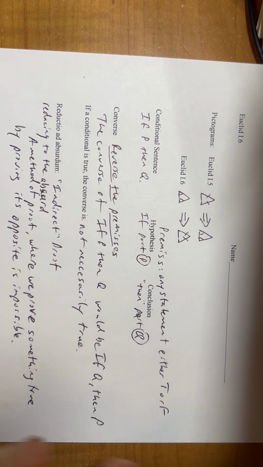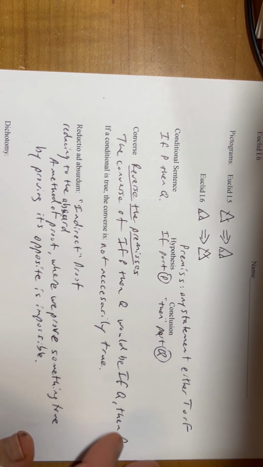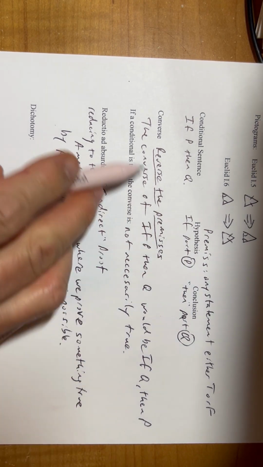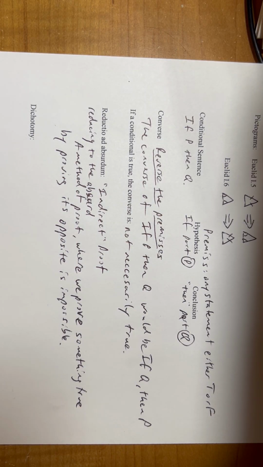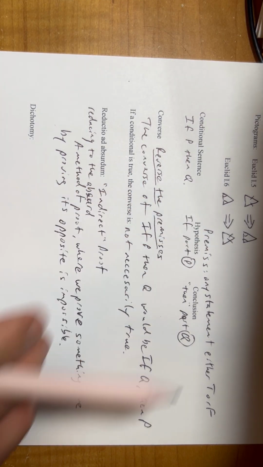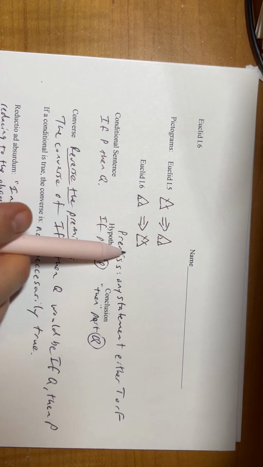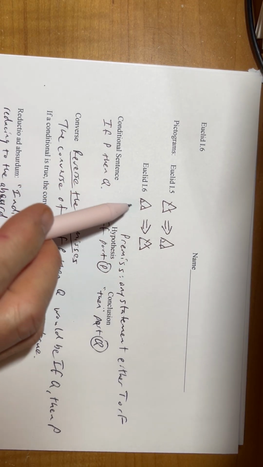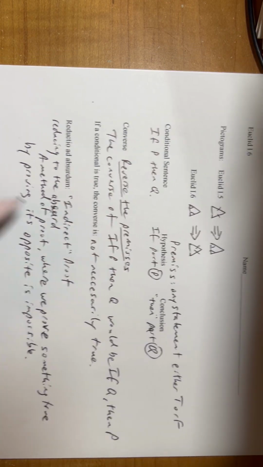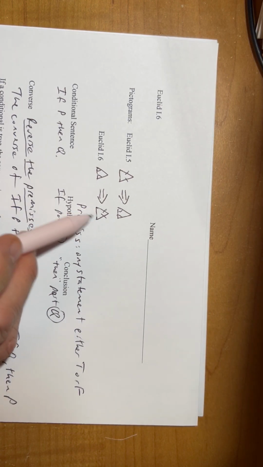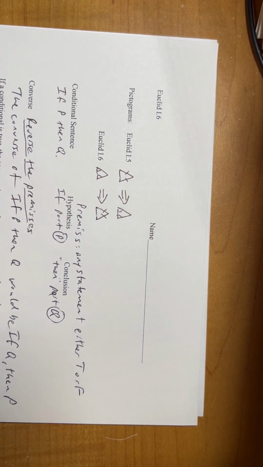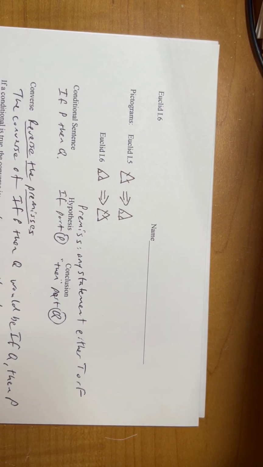All right. So Euclid is going to use this a lot in proving converses true. And in order to prove something is true by proving its opposite is impossible, you basically have to start with something that has an opposite. Okay. So in this case, either these two sides are equal or they're not. All right. That's called a dichotomy.